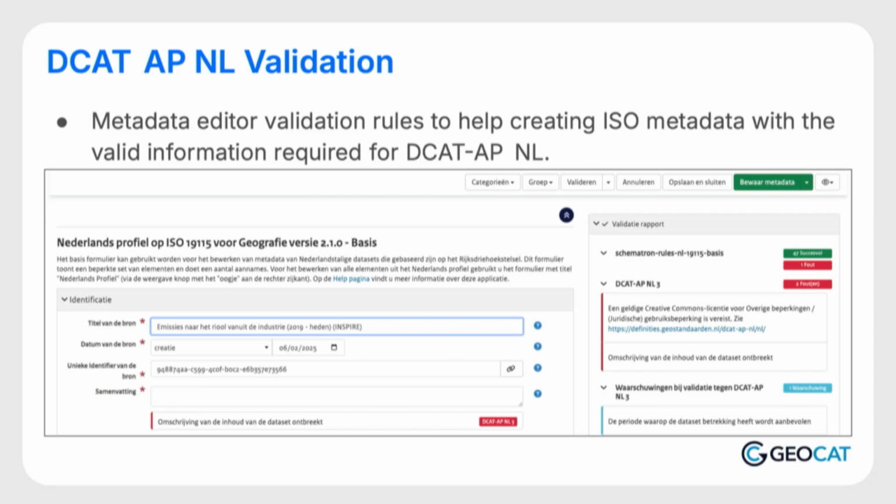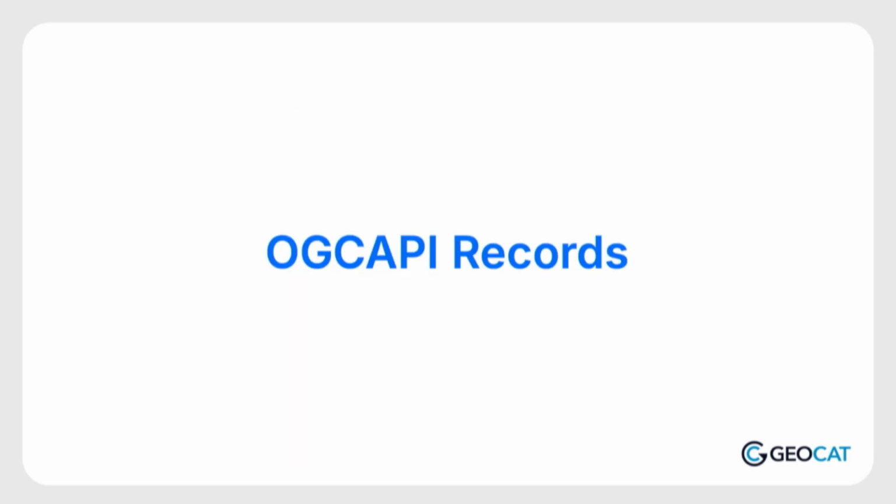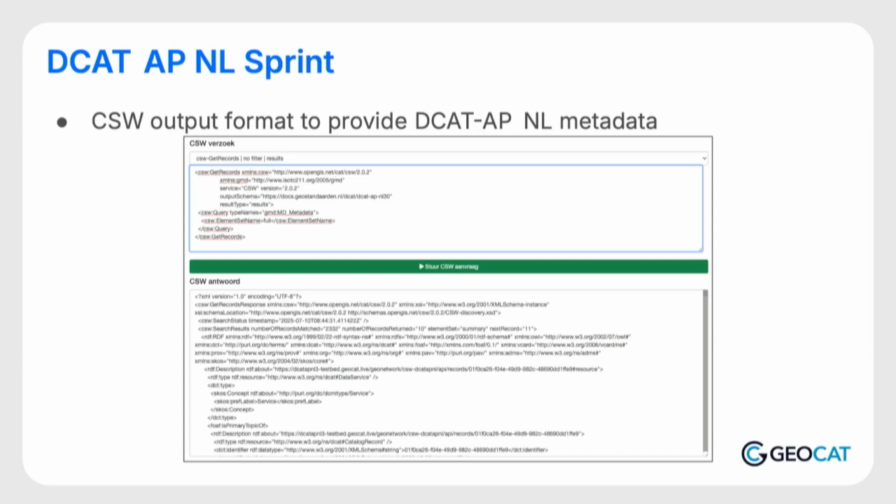If that validation passes, your record is going to be able to be exported to DCAT-AP NL. So this was done in a little sprint in the Netherlands. Here's the CSW output, and so on. So this has been a real theme for the GeoNetwork development community working on DCAT.